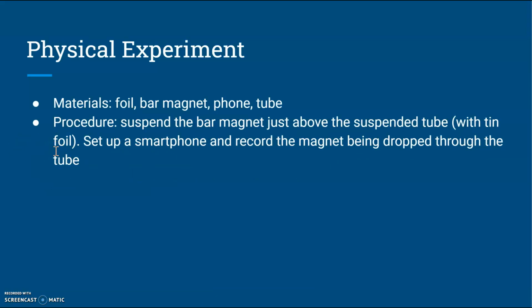So for the physical experiment, materials involved foil, a bar magnet, a phone, and a tube. The procedure was to suspend the bar magnet just above the suspended tube with tinfoil and set up a smartphone and record the magnet being dropped through the tube and measure the time.